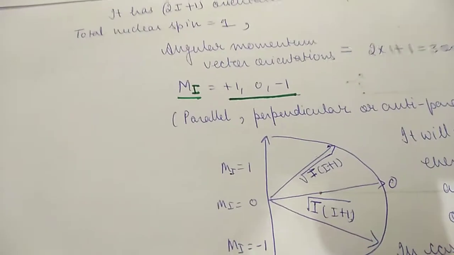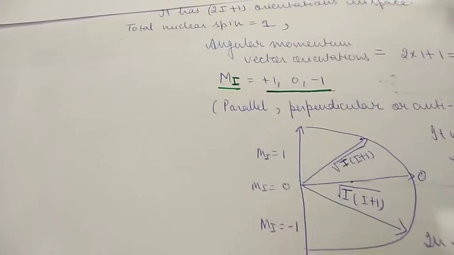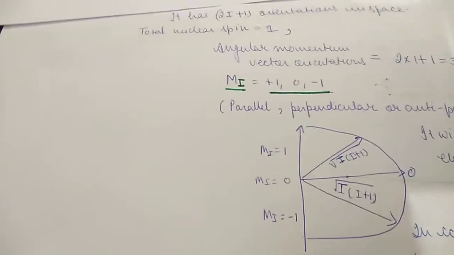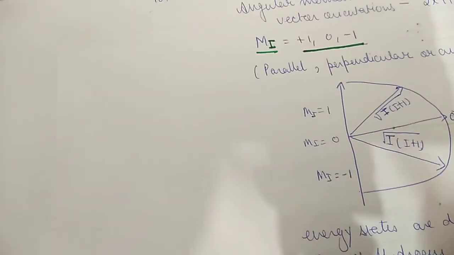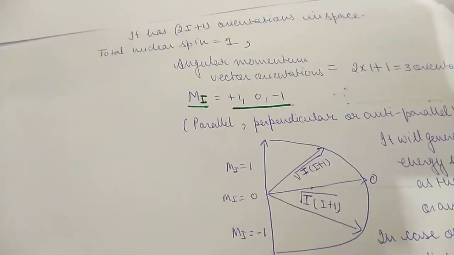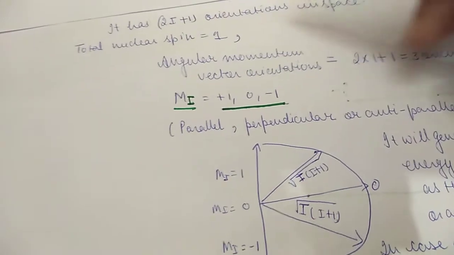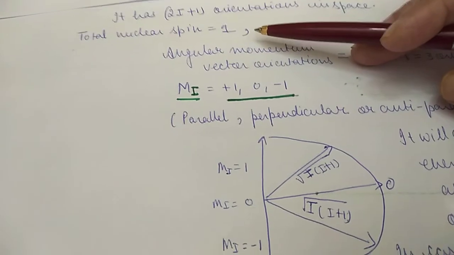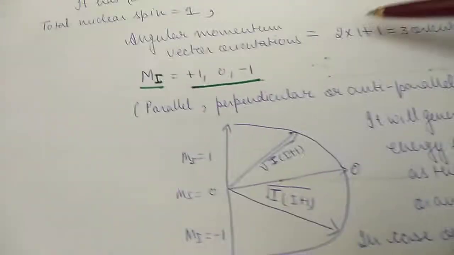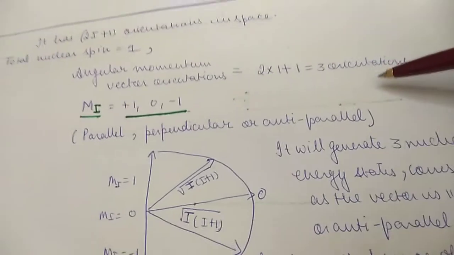We know that there is one quantum number, the magnetic quantum number, which tells us about the number of orientations in space. In case of orthohydrogen, the total nuclear spin is equal to 1. So how many orientations will it generate?